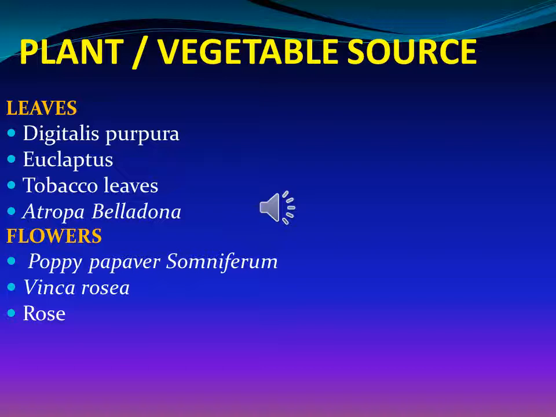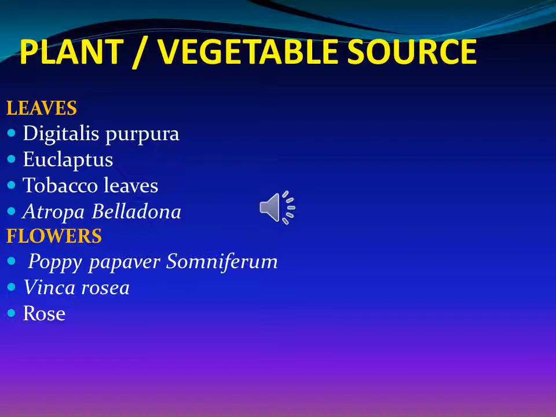Leaves. The leaves of Digitalis purpurea are the source of digoxin and digitoxin, which are the cardiac glycosides. The leaves of eucalyptus give oil of eucalyptus, which is an important component of the cough syrup. Tobacco leaves give nicotine, while Atropa belladonna gives atropine.